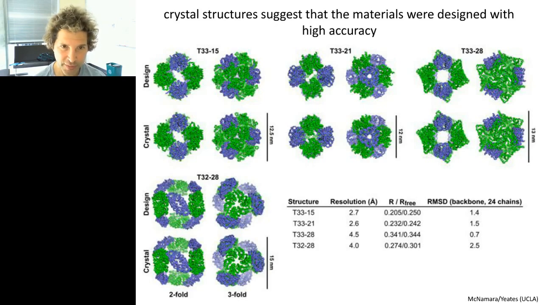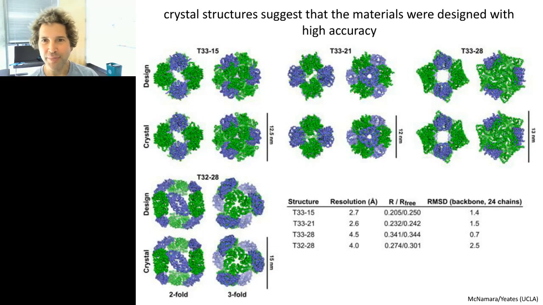So for example, on the top left, you have the design model, two different views down different symmetry axes for this design T33-15. And then the crystal structure is virtually identical to this. And that's true for example, the one on the right called T33-28. It's this kind of neat shape. And again, that's almost perfectly recapitulated in the crystal structure, which is shown underneath. So we can make these two-component materials with very high accuracy.